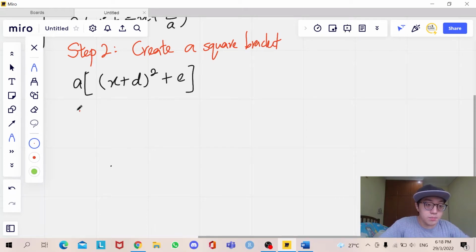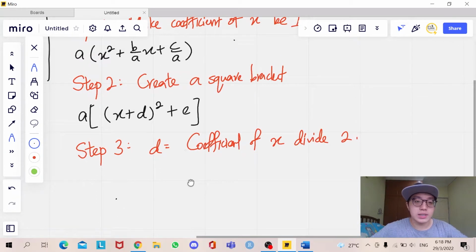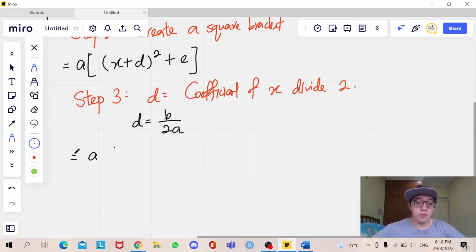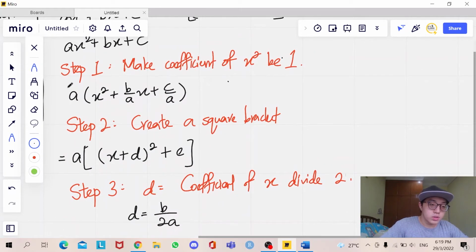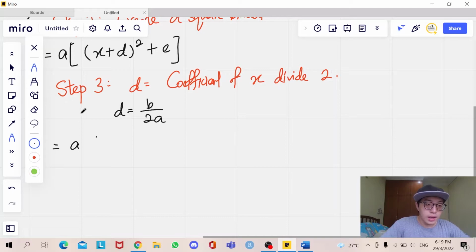Then we have step number 3, where we define what d is. d is equal to the coefficient of x divided by 2. What does this mean? From here we know that the coefficient of x is b over a. So d is equal to b over 2a, because we need to divide it by 2. They are all equivalent. If you take note of it, it will be equal to a(x plus b over 2a) squared plus e.